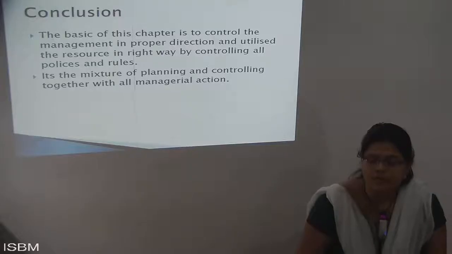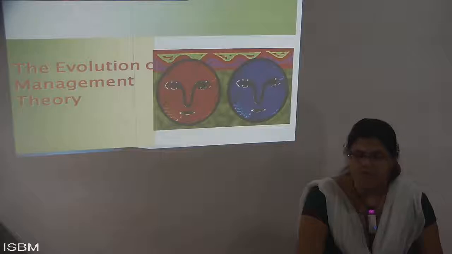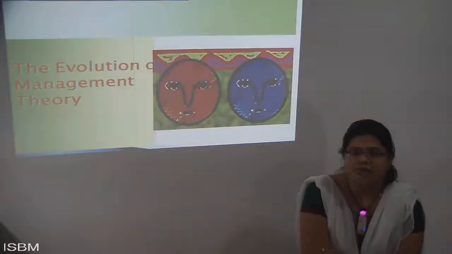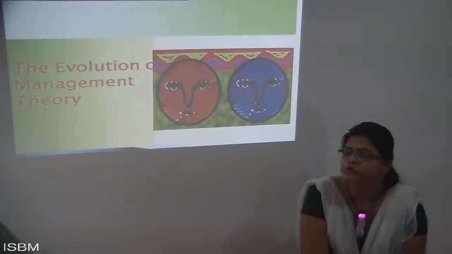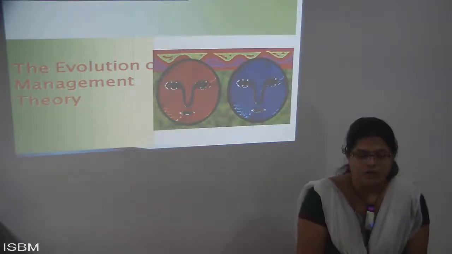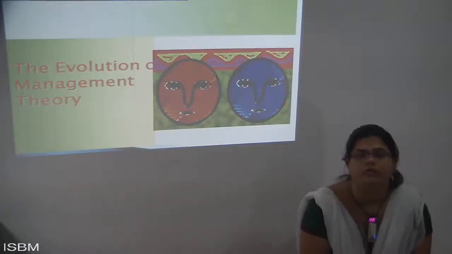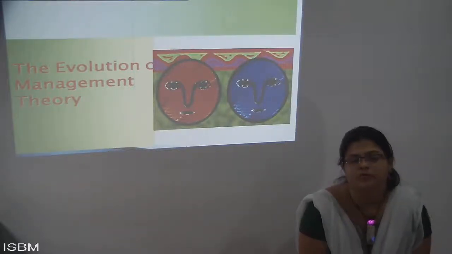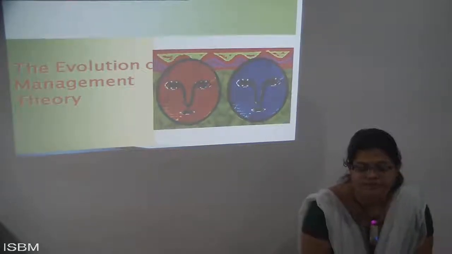So that is what we covered with the help of it. Now, as we have wound up the chapter related to management, we'll be moving on to the next chapter, the evolution of management theories. In this chapter, as we learned in management, we got to know about the different steps: planning, directing, controlling, organizing, and staffing.